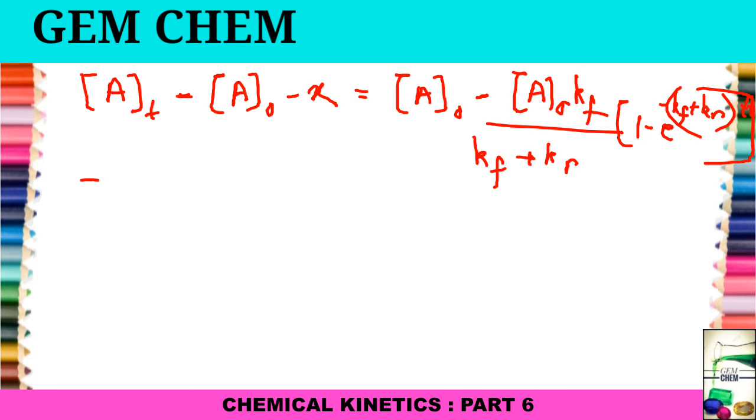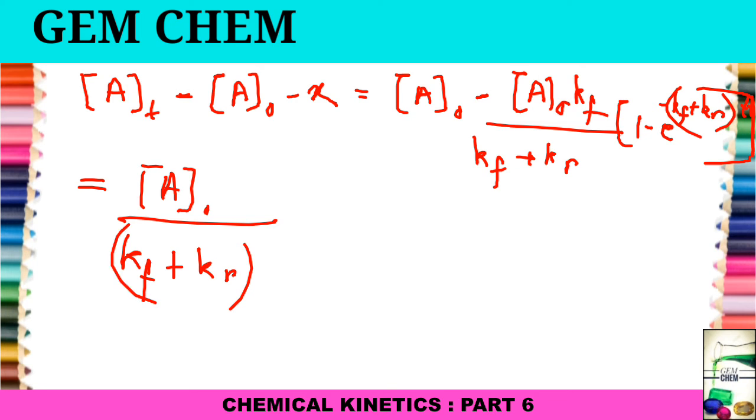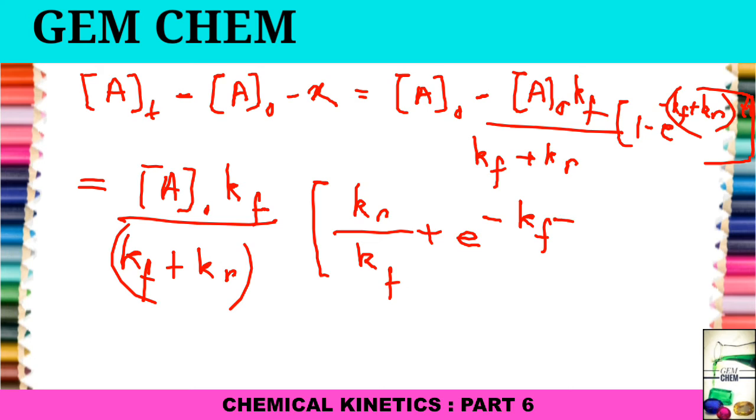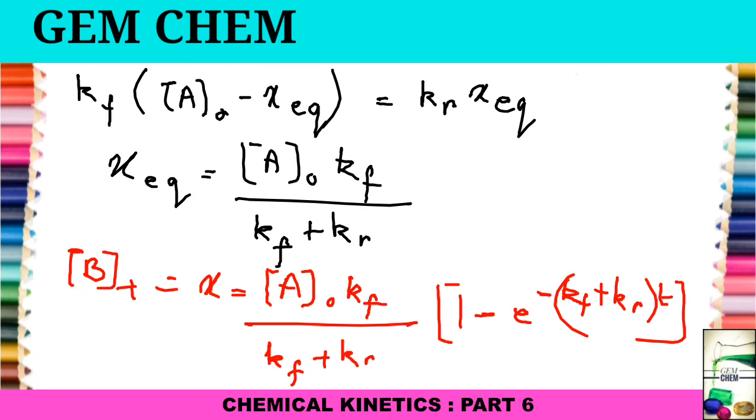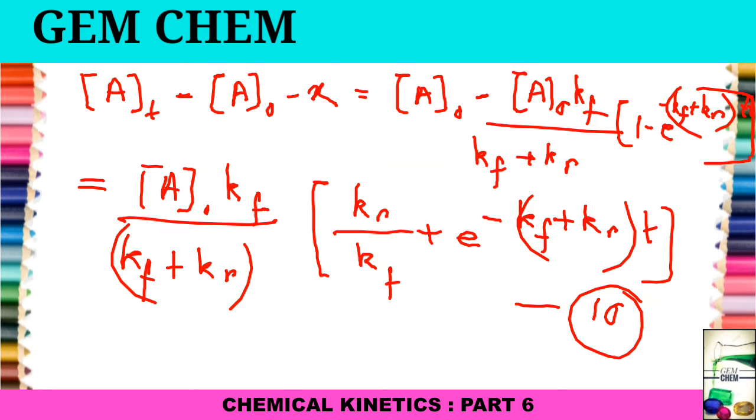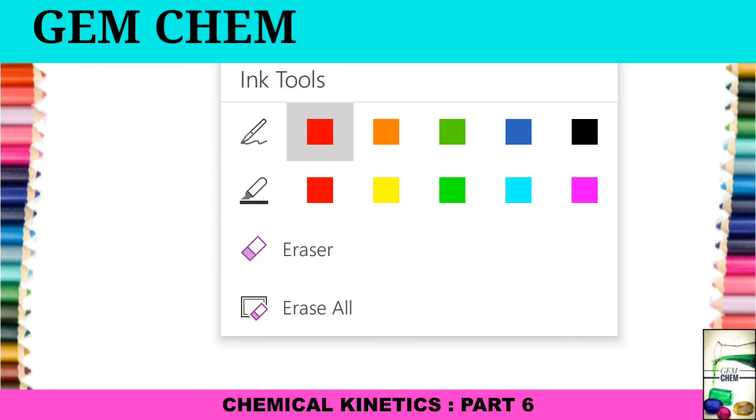So from simplification what we get is A naught by Kf plus Kr multiplied by Kf, and this comes to be as Kr by Kf plus e to the power minus (Kf plus Kr) multiplied by t, and this is our equation number 10. And ultimately we have derived Bt and At simultaneously. Now we need to find out the equilibrium constant.